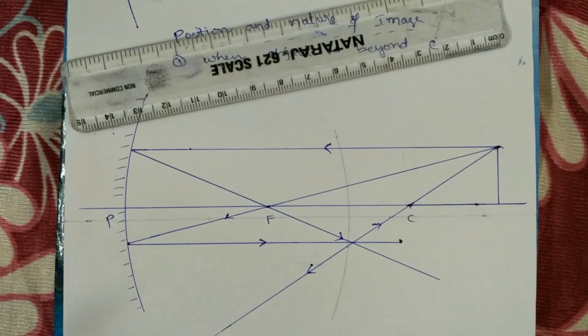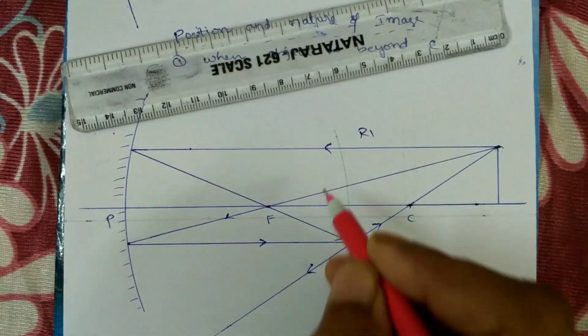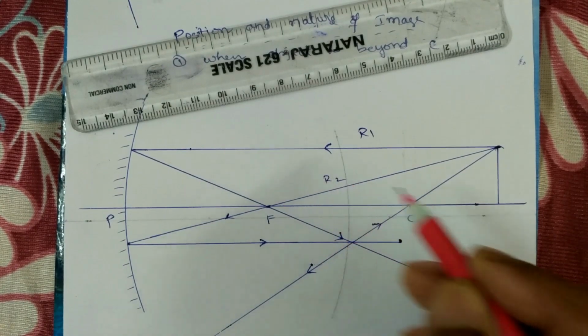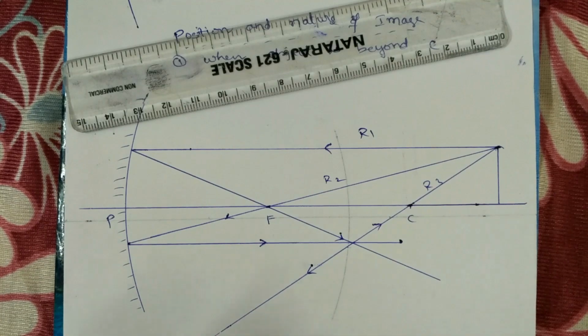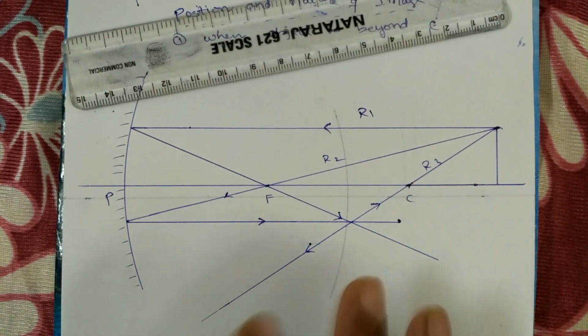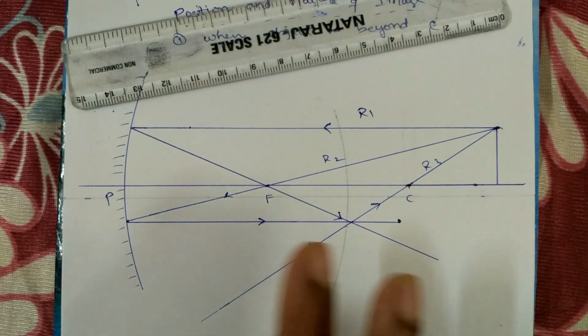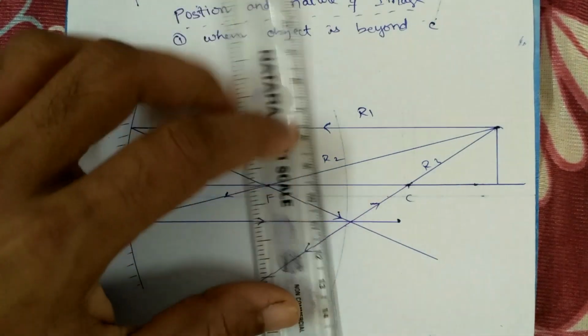Right? So you can draw any two rays. I have drawn three rays here, R1, R2, R3. You have to take only two rays, not three rays. Why I have taken three rays here is, whether you take three rays or two rays, the image will be at the same point.